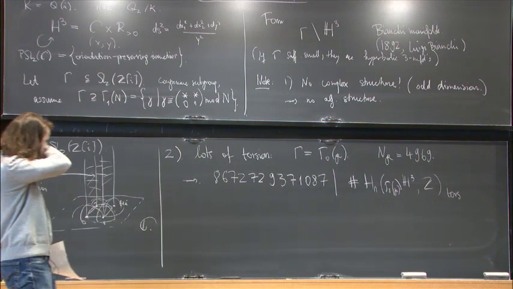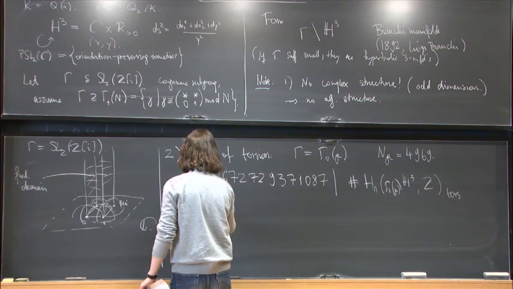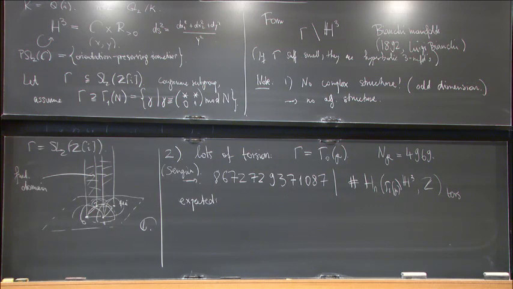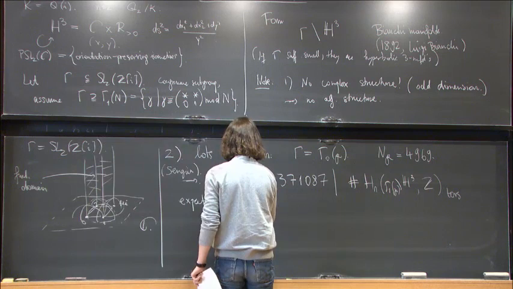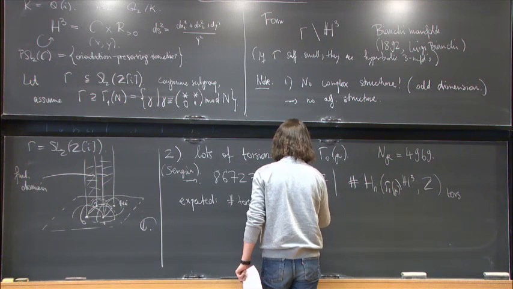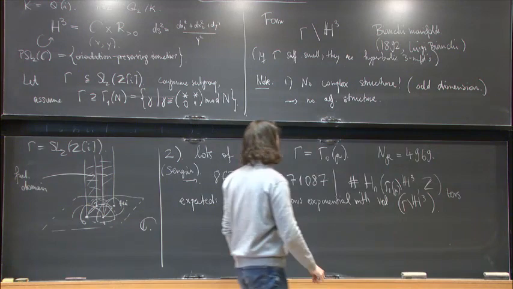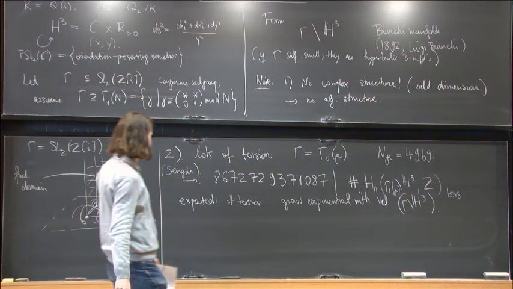I took this example from work of Sengun. It is expected that the order of the torsion subgroup grows exponentially with the volume of this hyperbolic three manifold. And in many slight variations of the setup, this is actually a theorem.